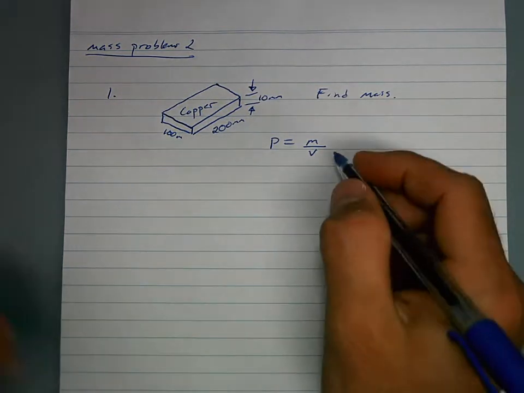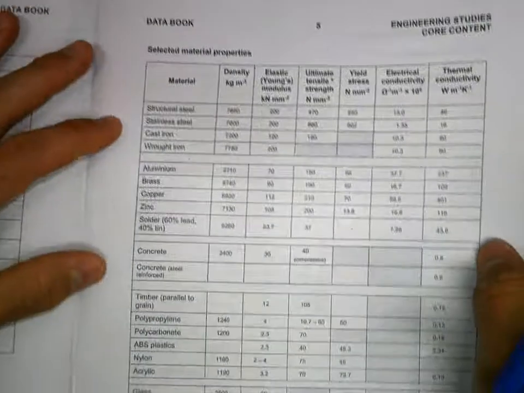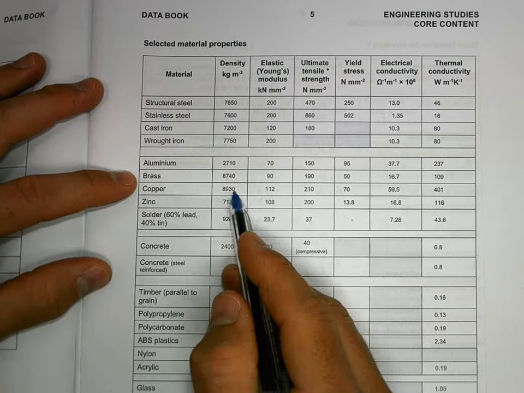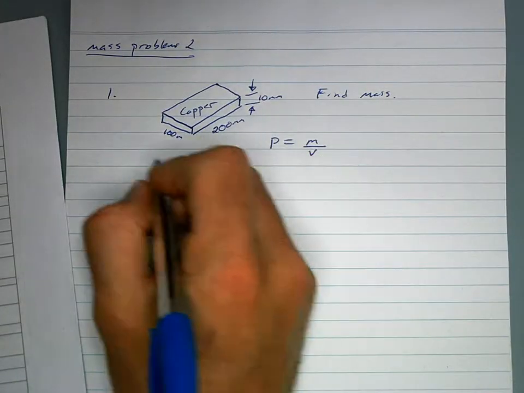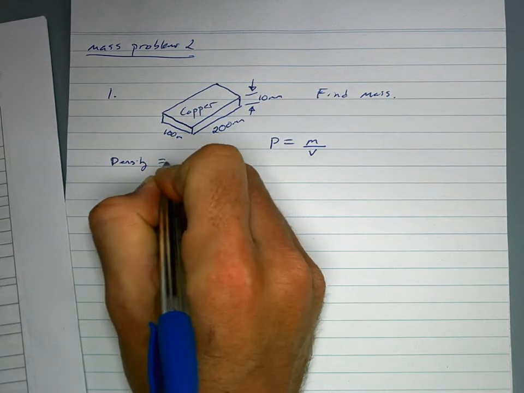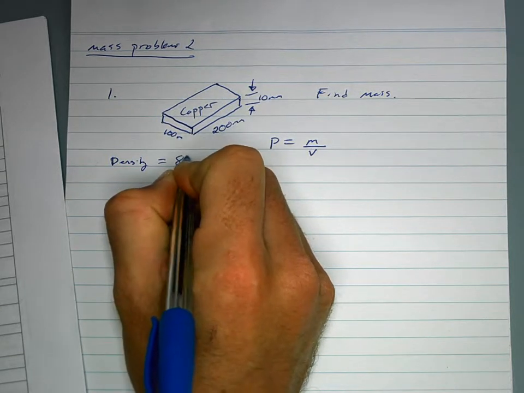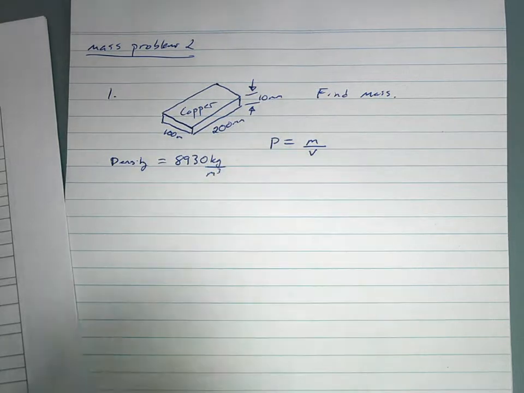Alright, now the density of copper, let's look that up. So here is copper, and our density is 8,930 kilograms per cubic meter. Okay, so we can plug in here. Density is equal to 8,930 kilograms per meter cubed.